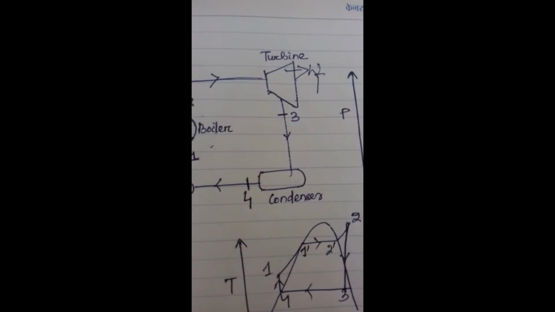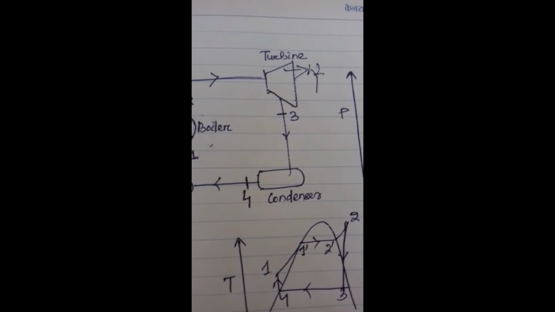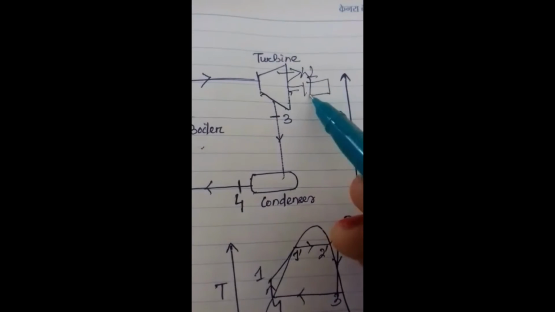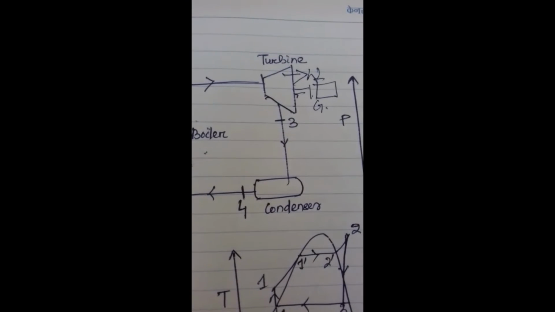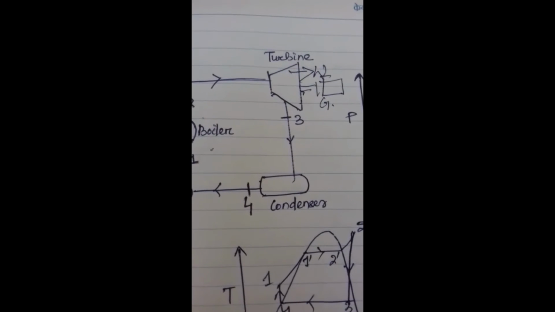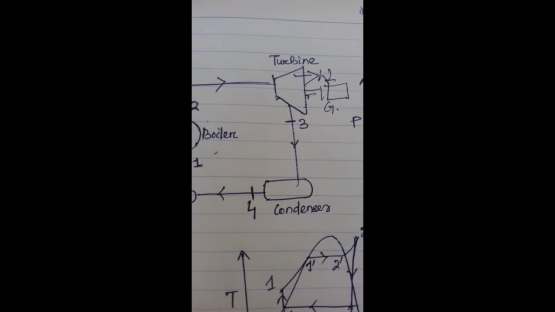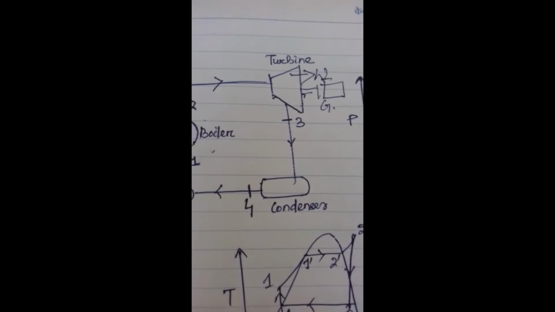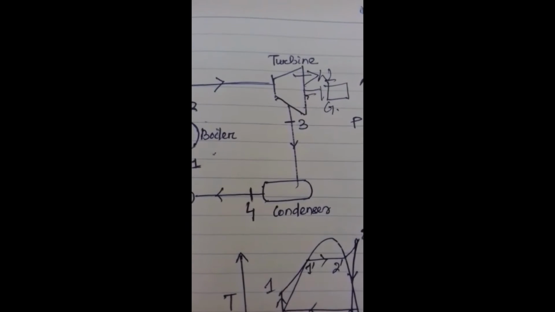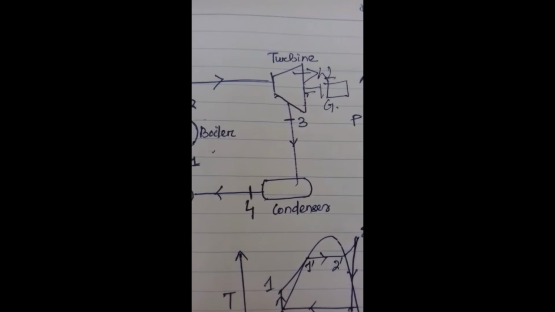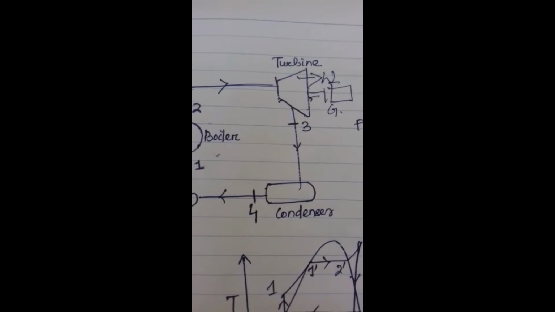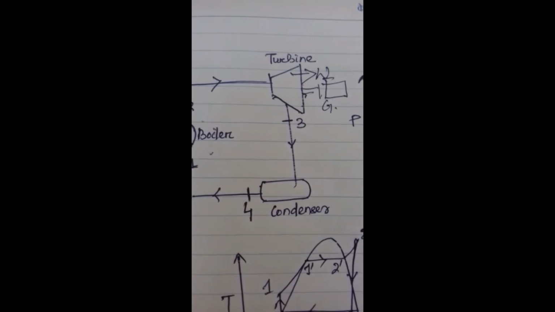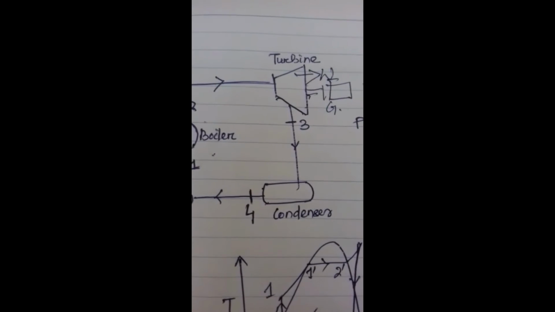with the help of the generator, as the turbine shaft is coupled with the generator shaft, which then converts it into electrical energy. The steam which enters the turbine at state 2 comes out at state 3, having given its energy to the turbine blades, and its enthalpy drops from H2 to H3. So the work done by the turbine in the process 2 to 3 can be calculated as Wt equals H2 minus H3.